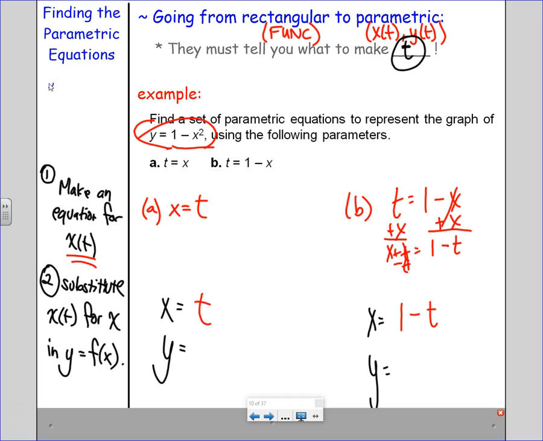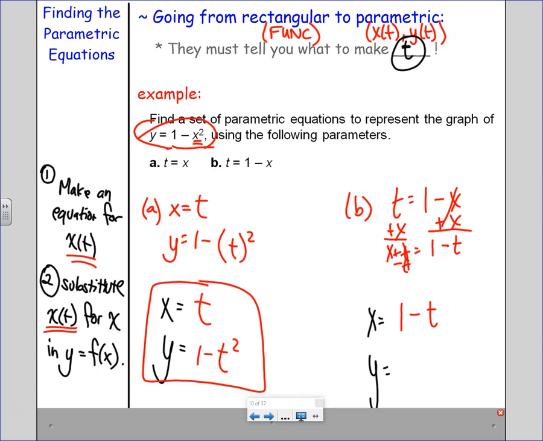Once we know what x equals, go look at your y equals f of x. Go look at your path and plug in x of t for the old x. Because wasn't there a place for x to go? So plug in. So y equals 1 minus who squared? Oh, well that's easy. 1 minus t squared. There's that parametric pair of equations. This one, t is a little different, so it makes sense they'll look a little different.